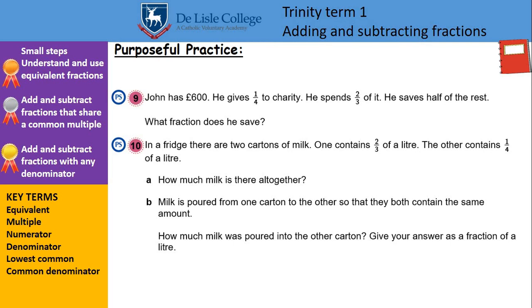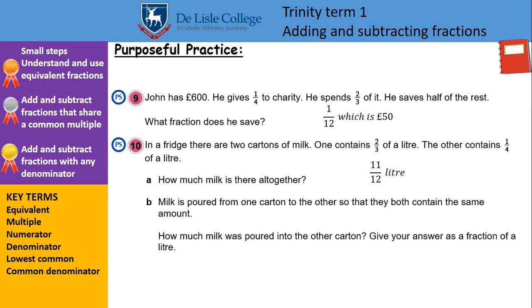Now, for the first one, John's given 1/4 away, spends 2/3. That means he has saved 1/12. Doesn't ask you to give the amount, but if you have worked out as well, well done. That is £50. In the fridge, 2 cartons of milk. How much milk is there altogether? So that's 2/3 plus 1/4. Gives you 11/12 of a litre.